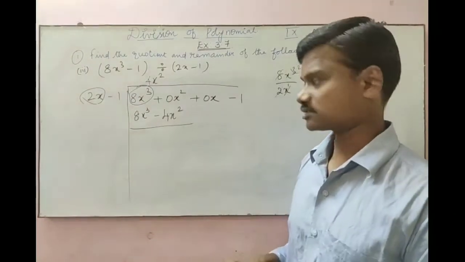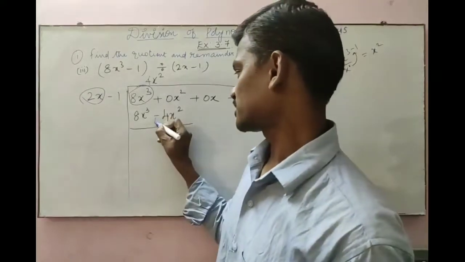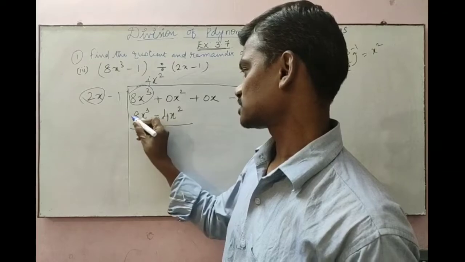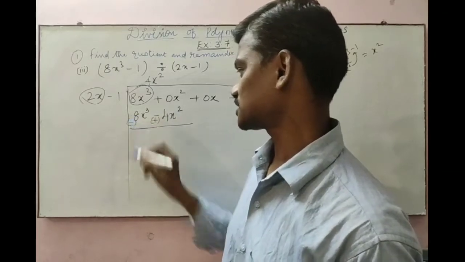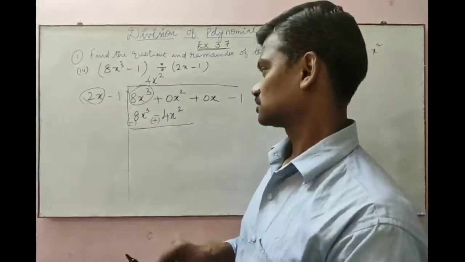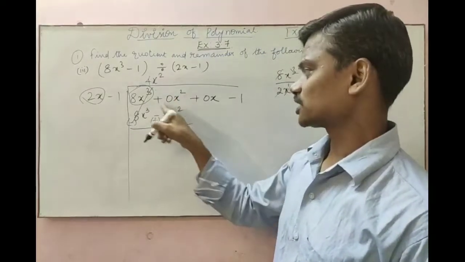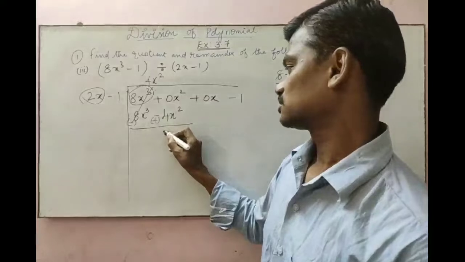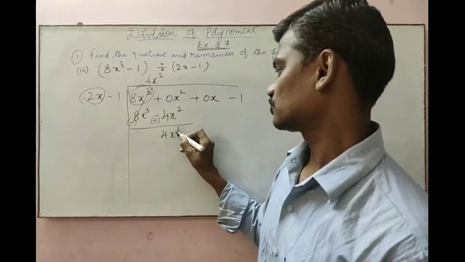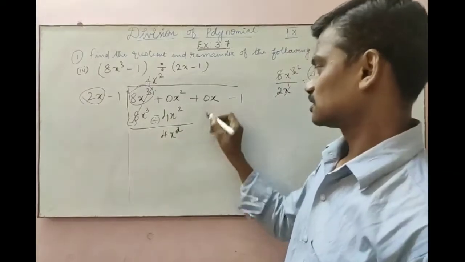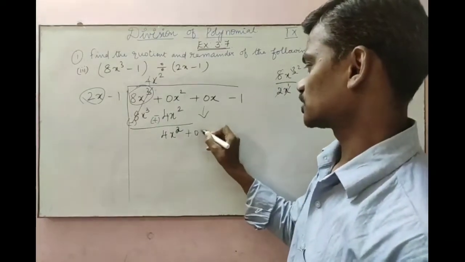Now we have to subtract. For subtracting you have to change the sign. Here minus, so I am going to write this as plus. Here plus, I am going to take it as minus. These two terms get cancelled. So plus 4x square plus 0x square. If you add this, you will get 4x square as it is. Next you have to bring down this 0x.